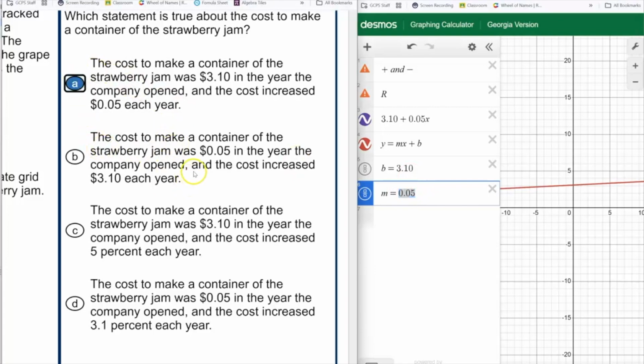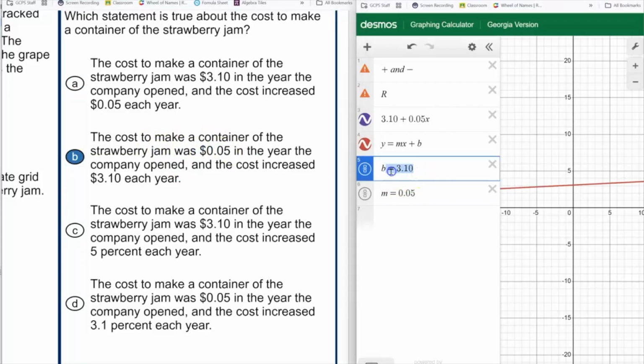But I'm going to read through the rest of them to make sure. The cost to make the container of the strawberry jam was 0.05. No, that's how it's changing each time. It's not my original cost. So it's not that one. The cost to make the container of the strawberry jam was $3.10, yep, in the year that we opened, and then it increased by 5%.